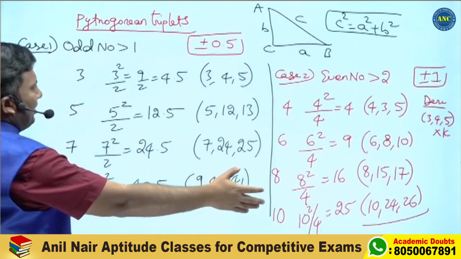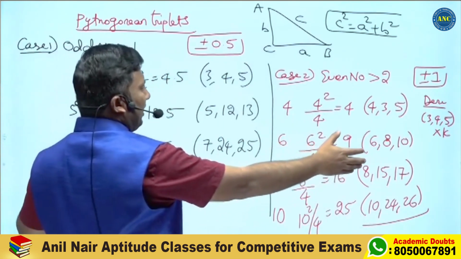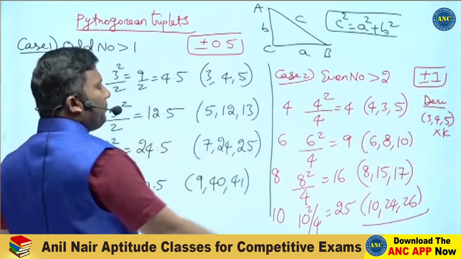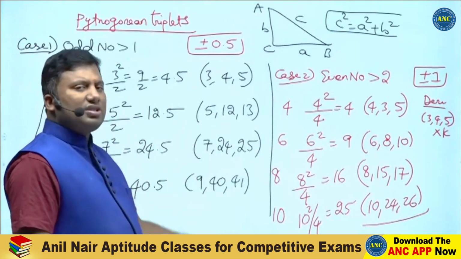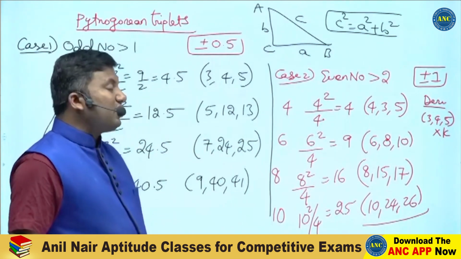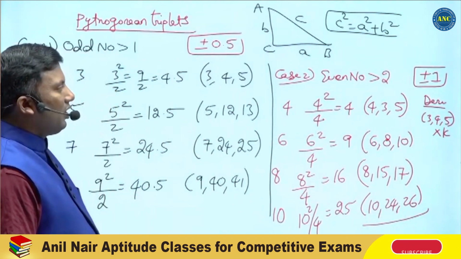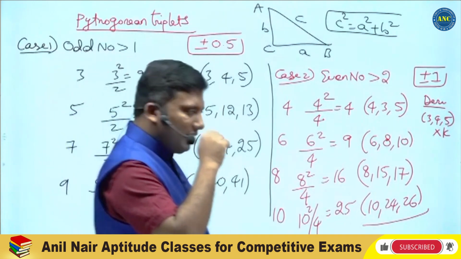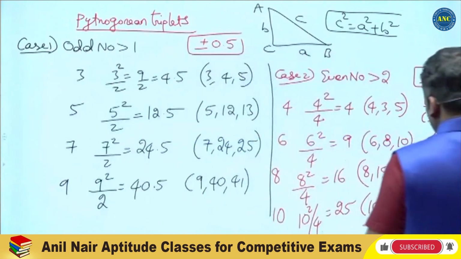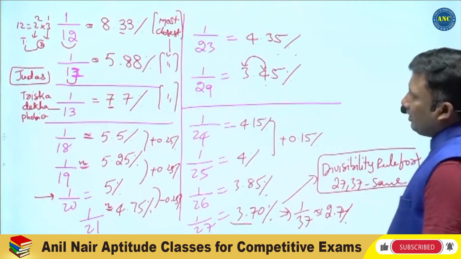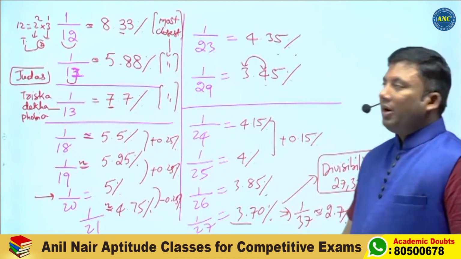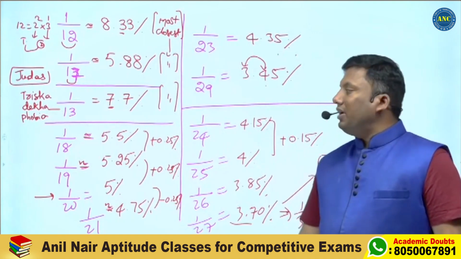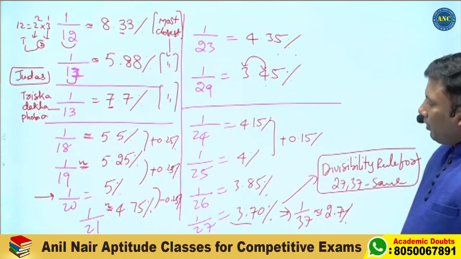Very, very important, sir. Extremely important. A foundation to entire geometry. If there is one concept where we spend about 6 to 8 hours, it is solving right-angled triangle related problems. I hope the idea is clear. 1 by 23, it is 4, 3, 5. 1 by 29, it is 3, 4, 5.